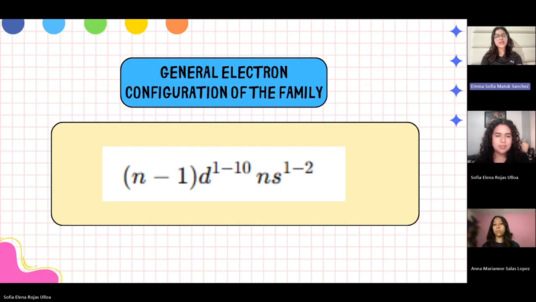The general electron configuration of the family is (n minus 1) d 1 to 10, ns 1 to 2.